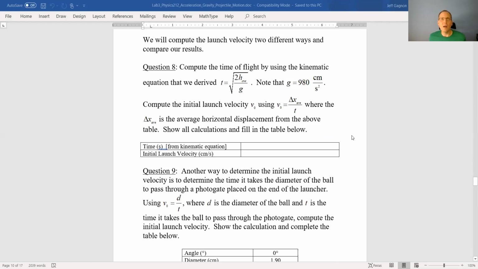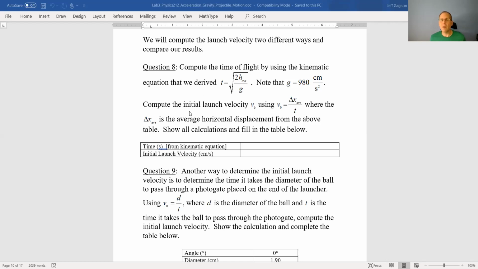Okay, so question 8 is compute the time of flight using that kinematic equation that we derived. So T equals 2 times the average height of the gun divided by g. We're going to use CGS units for this lab. So remember, g is 980 centimeters per second squared.